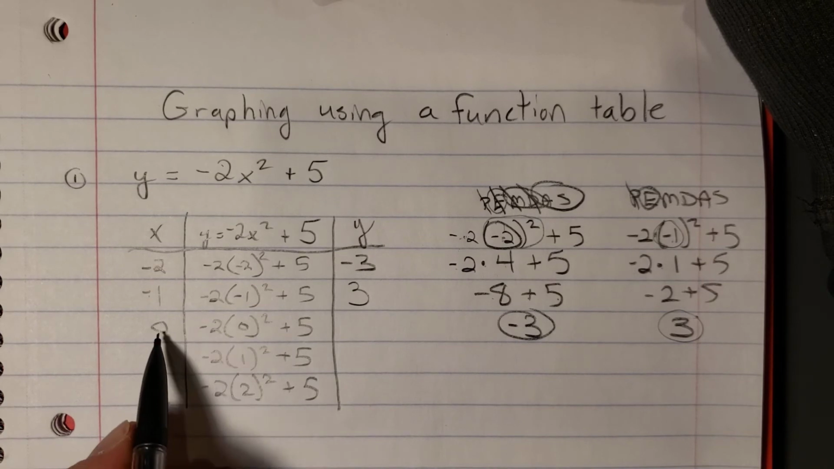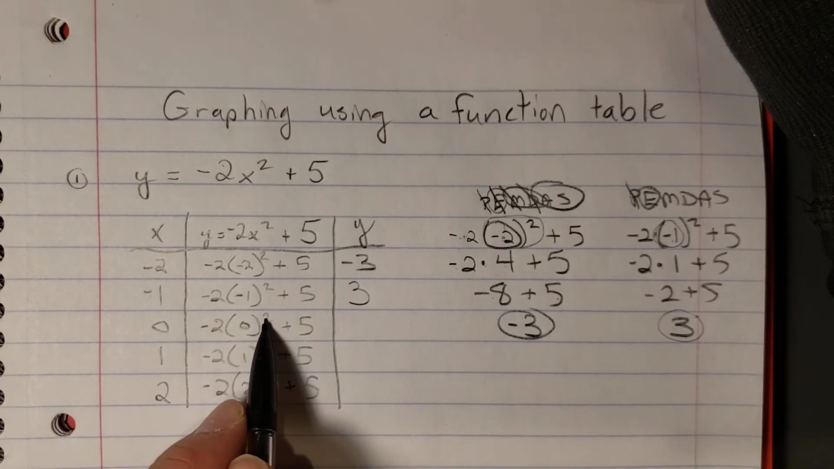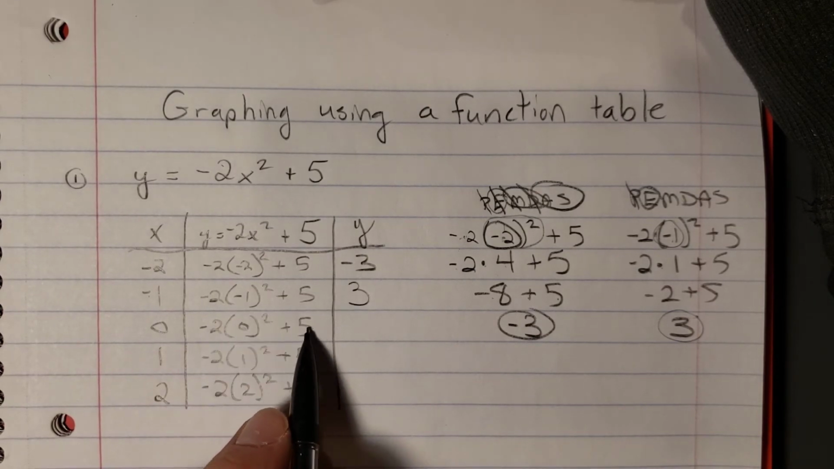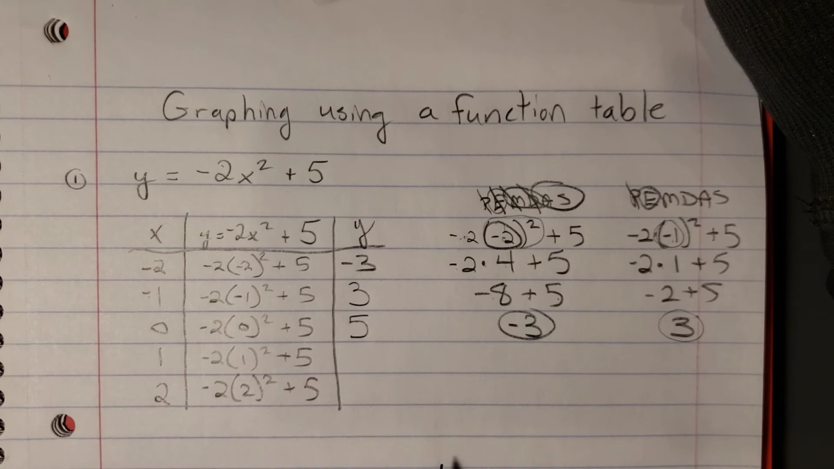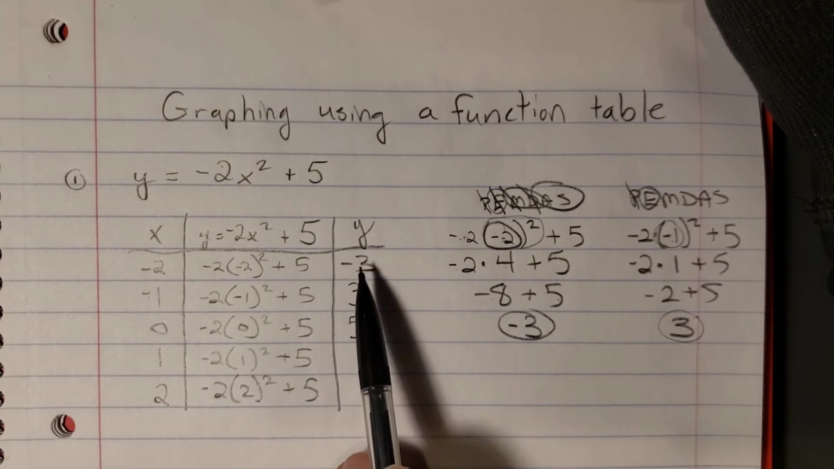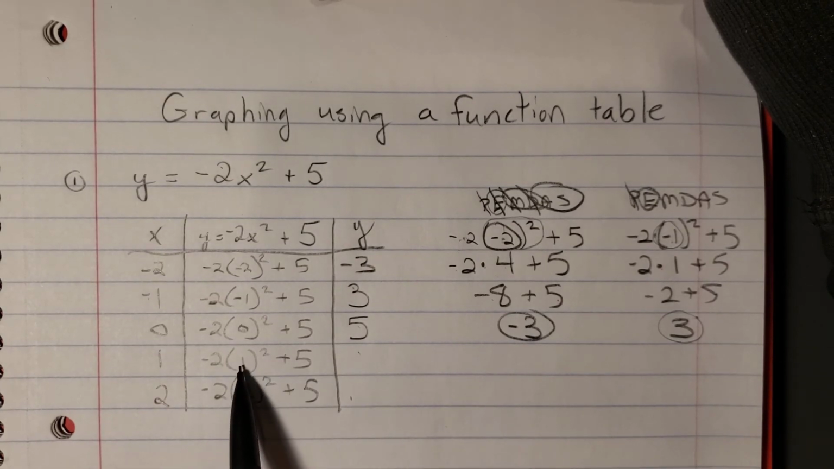Now let's try this next one. I'm going to do it in my head. I'm going to do the exponent first. 0 squared is 0. 0 times -2 is 0 plus 5. All right, now remember the symmetry, it should kind of go up to 5, then back down to -3. Let's just do the math in our head.